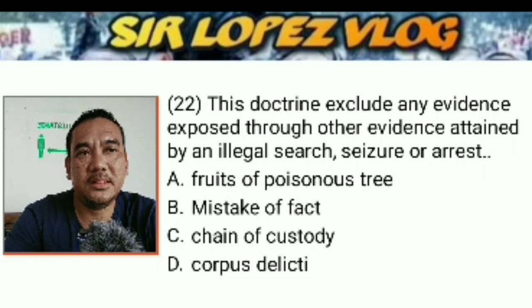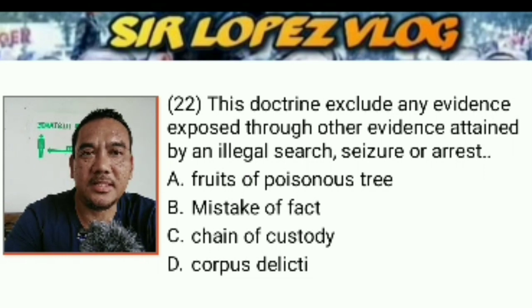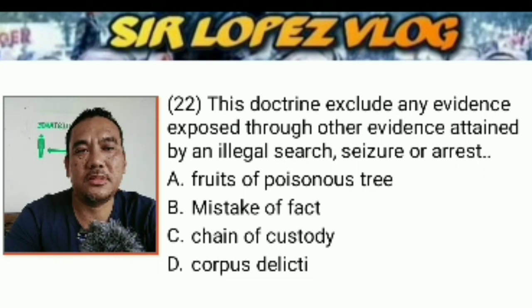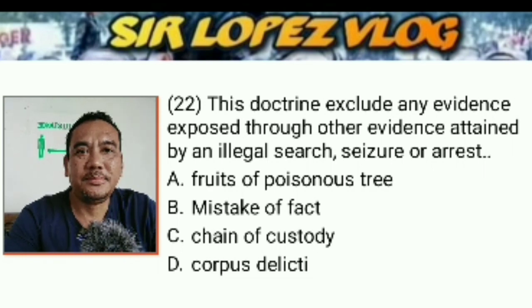This doctrine excludes any evidence exposed through other evidence attained by an illegal search, seizure, or arrest. A. Fruits of the poisonous tree. B. Mistake of fact. C. Chain of custody. Or letter D, Corpus delicti. 23.